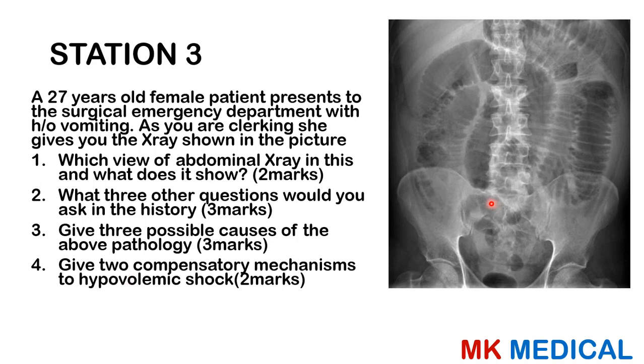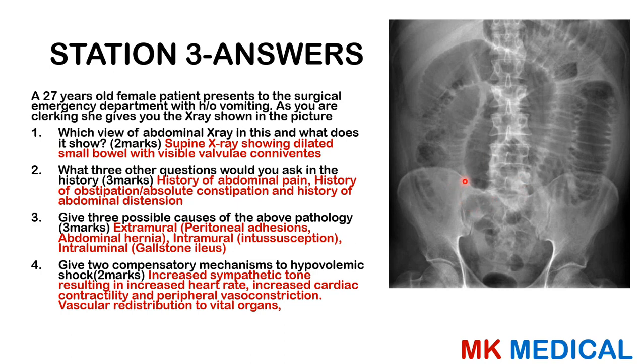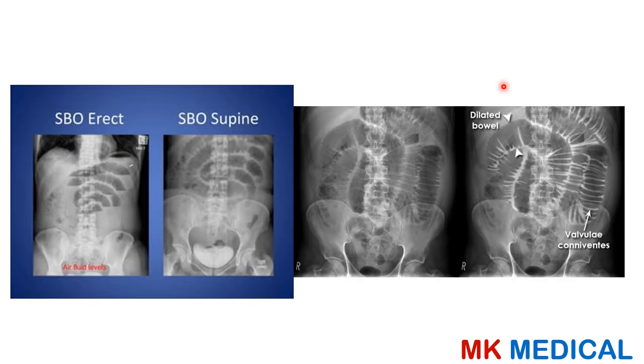And here comes the answer. So this is a woman that is giving you this x-ray. Of course, she's vomiting, meaning she has some sort of obstruction. And it's quite clear from this x-ray that we can see that there is some dilatation of the bowel. As you can see, how do you know that this here is a supine x-ray? It's very easy. Let me just show you in the next picture here.